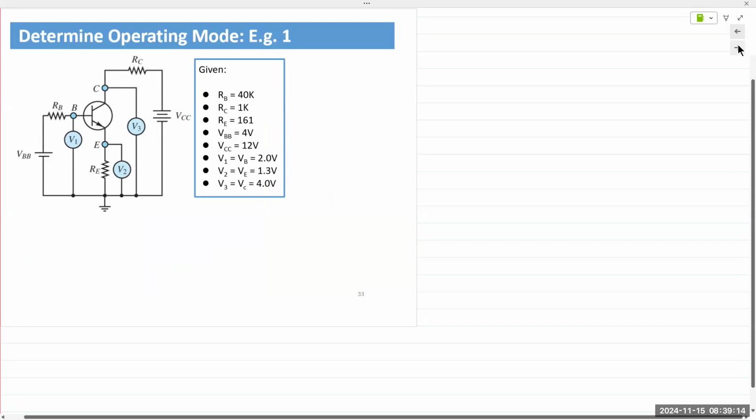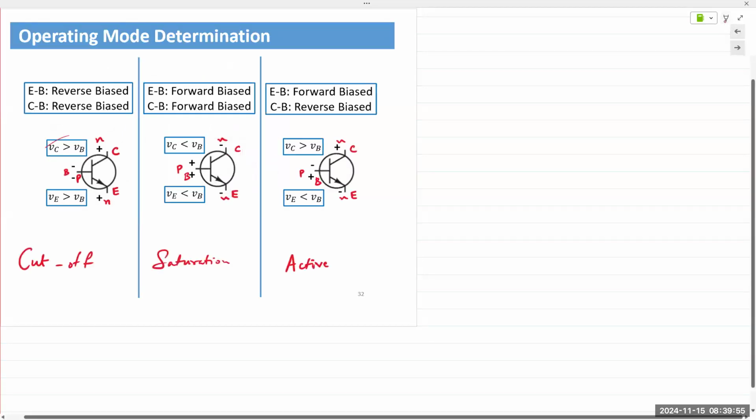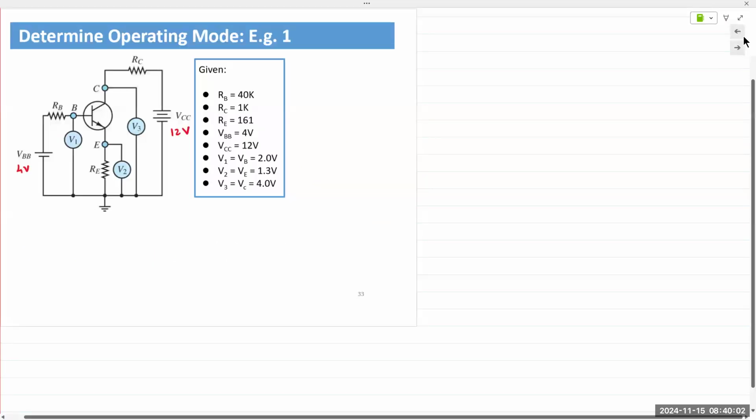All right, so we are given this transistor circuit, a resistor at each of the terminals, RB, RC, and RE, and we are asked to determine the operating mode. Okay, values for all the resistors are given. The value for VBB is given. VCC is also given. And then we can determine all other values from the resistors and the voltages. So V1, V2, and V3 are given to us. All we need to do is to determine which of the voltages or which of the terminals is higher than the other. And we can determine either forward bias or reverse bias, and then determine the operating region.